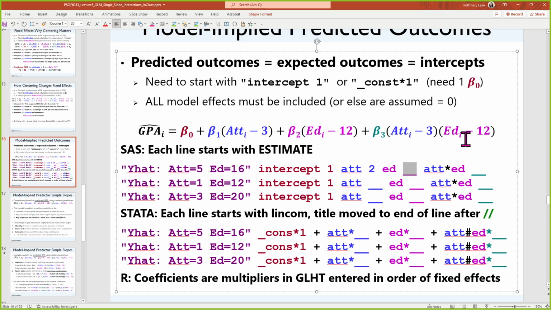Likewise, if I want education of 16, what do I type here? Education is centered at 12. 4. Now this part, don't think too hard. What do I type here? 8, because 2 times 4 is 8.